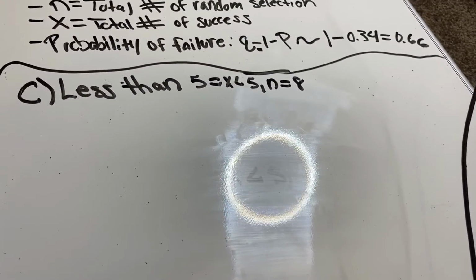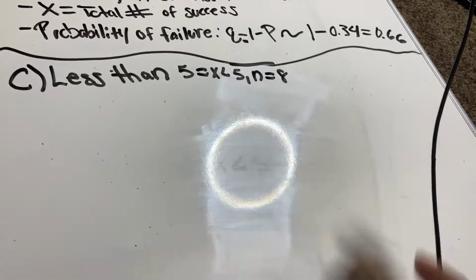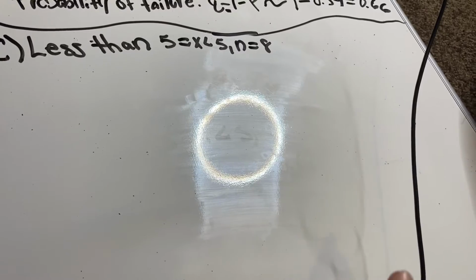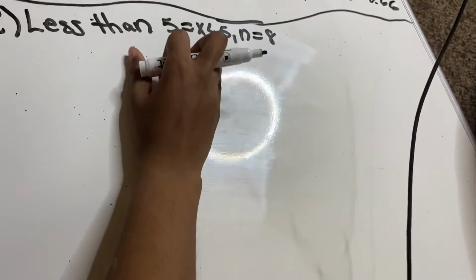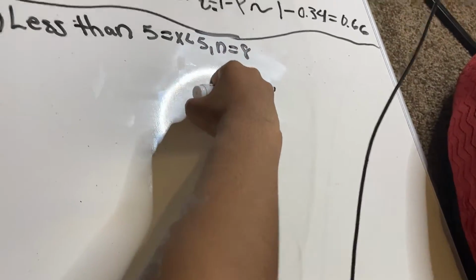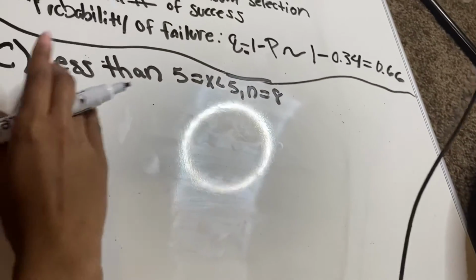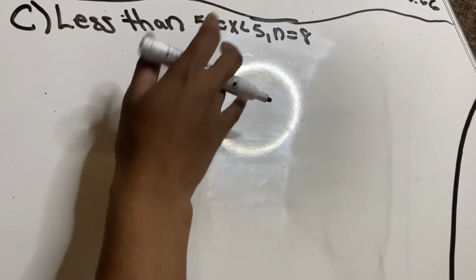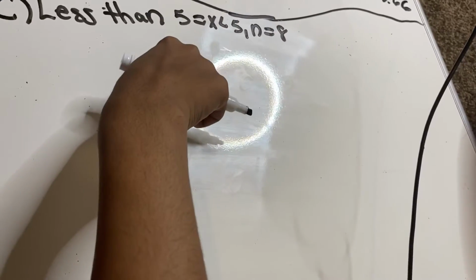All right, so as you can see, I erased part A because I need some room on this board to do part C, because part C is a little bit longer. So I wrote down what I already know. It says less than 5, and this is how you represent less than 5, and you already know N equals 8. So instead of just plugging this into the formula like we did with part A, you're going to do every number that comes before 5. So 0, 1, 2, 3, and 4, you're going to put that in the formula before you do 5.